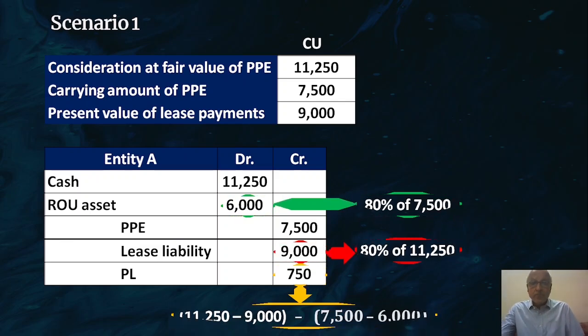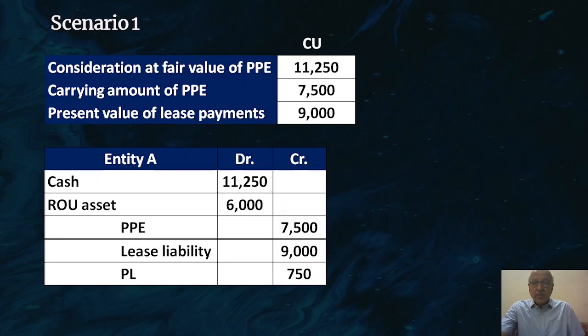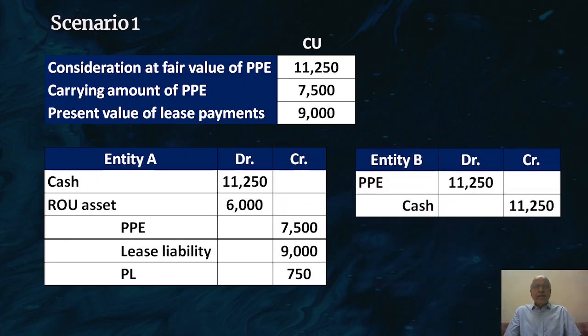Now we go to entity B. Entity B is the buyer lessor, acquires the asset at fair value 11,250. So that becomes its opening carrying amount of PP, and it paid cash of 11,250, that is credited.